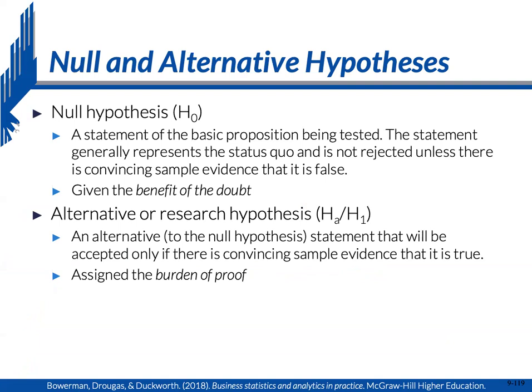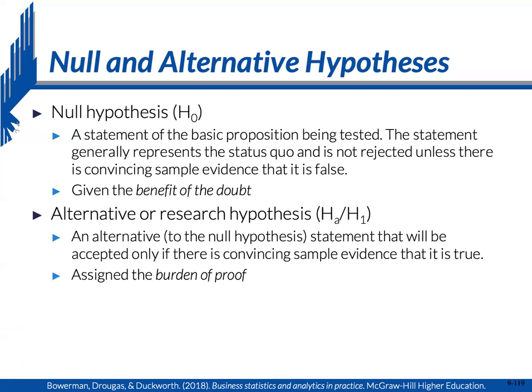This statement generally represents the status quo and is not rejected unless there is convincing sample evidence that it is false. So this is a mathematical equation that represents what we currently believe in. And this is given the benefit of the doubt, which means that we assume that this is the correct statement unless there is evidence that proves otherwise.